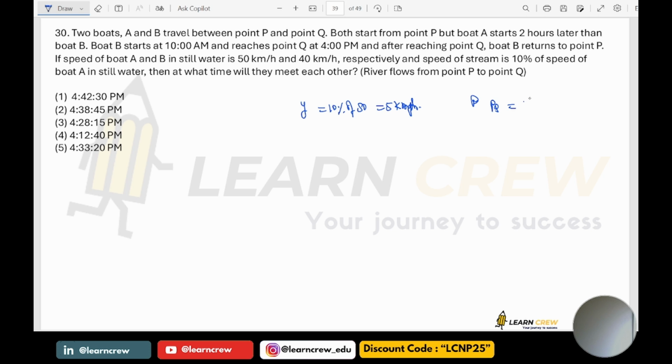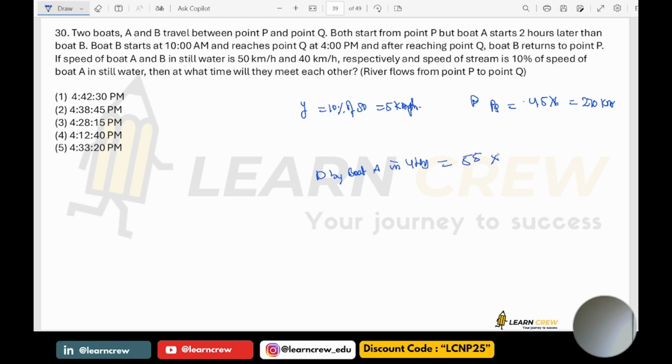6 hours. 45 into 6, which is how much? 270 kilometers. That is the distance traveled by A. Distance traveled by boat A in 4 hours would be how much?